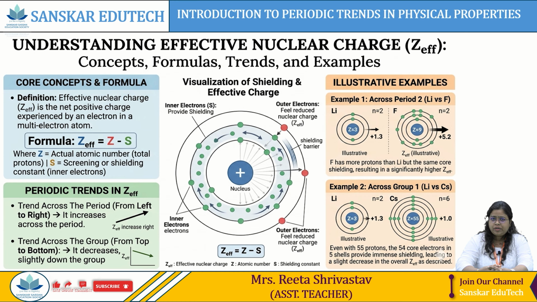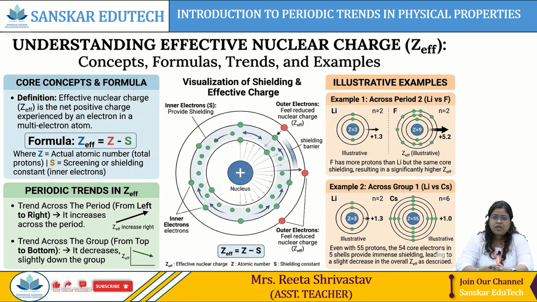Now the periodic trends. For the periodic trends, we see across the period, that is we move from left side to right side of the periodic table, and we see down the group, that is from top to bottom of the periodic table. Now the periodic trends in Z effective: across the period from left to right of the periodic table, it increases, and across the group from top to bottom, it decreases.